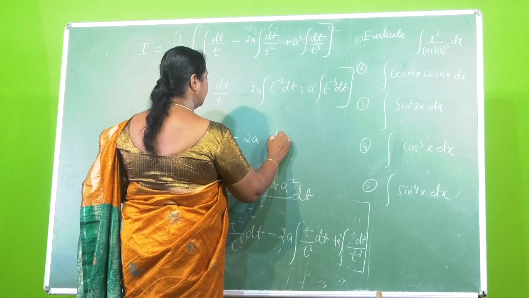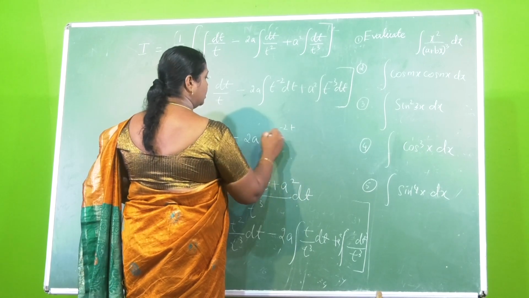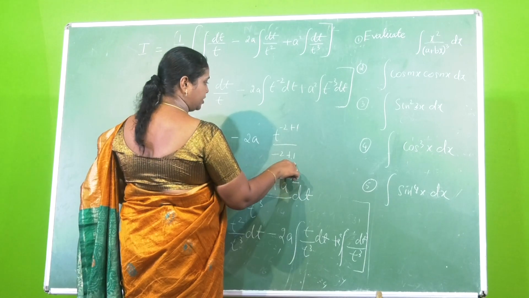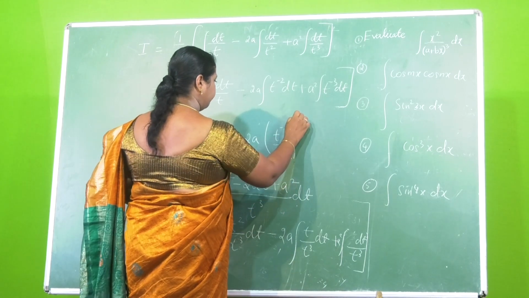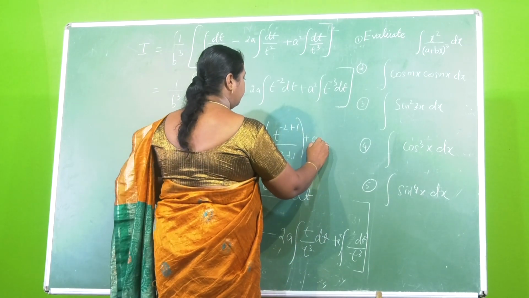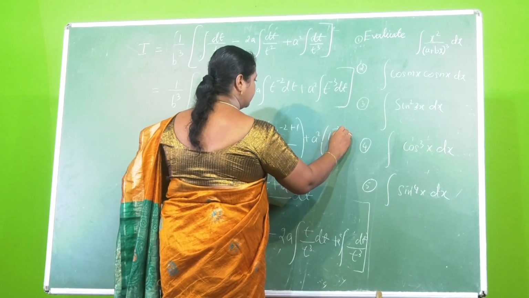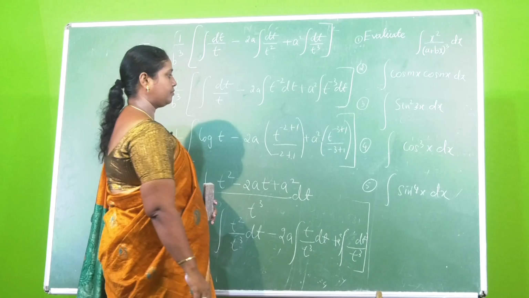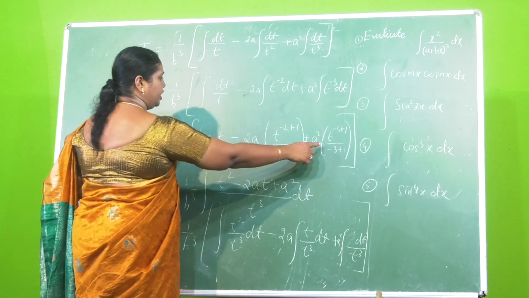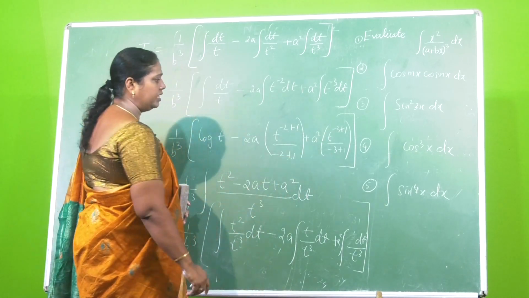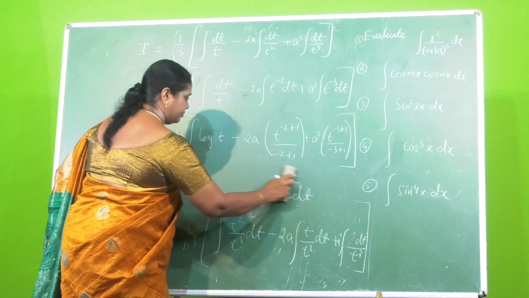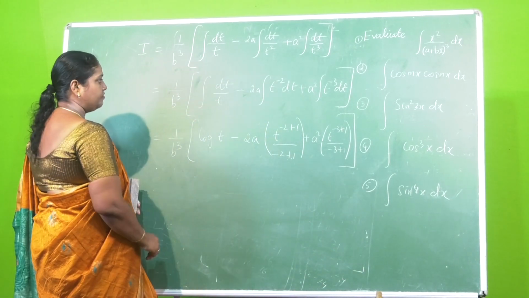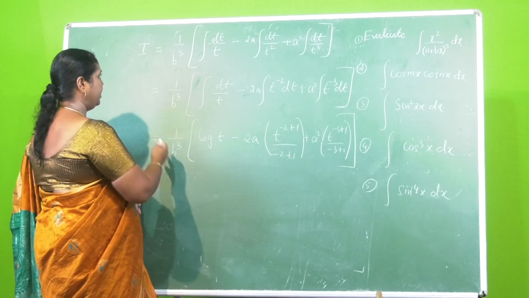So you can do the integral x power n formula. So this will become t power minus 2 plus 1 divided by, that is t power n plus 1 by n plus 1. Here n is minus 2. Okay. And the third term will be a square into t power minus 3 plus 1 divided by minus 3 plus 1. So then at last we have integrated the given integral I.